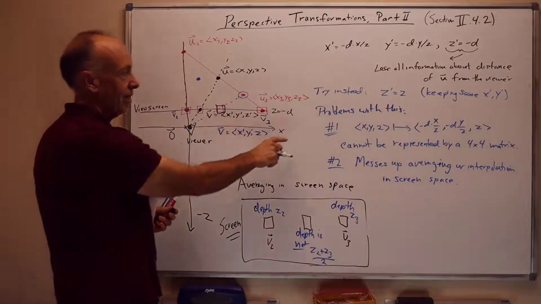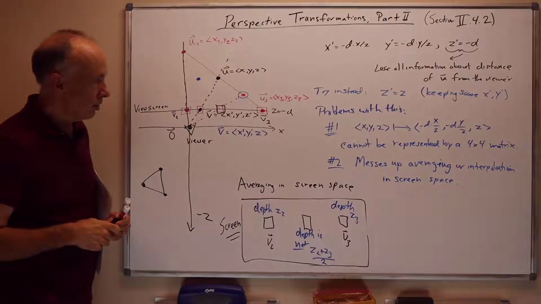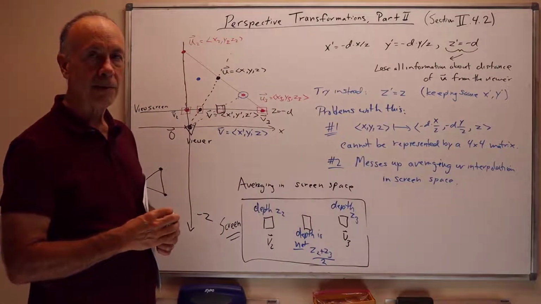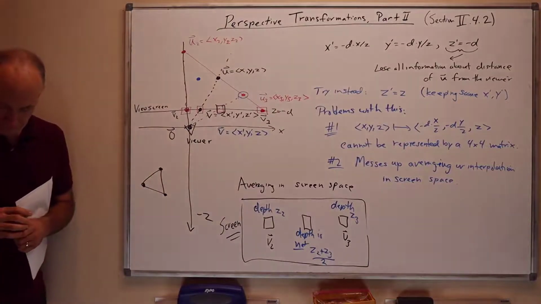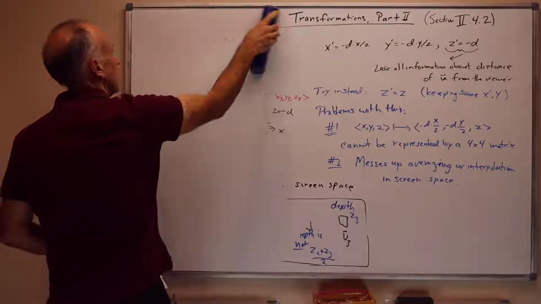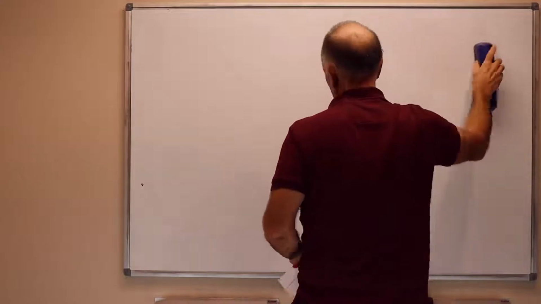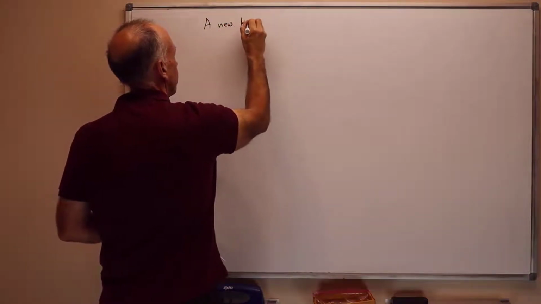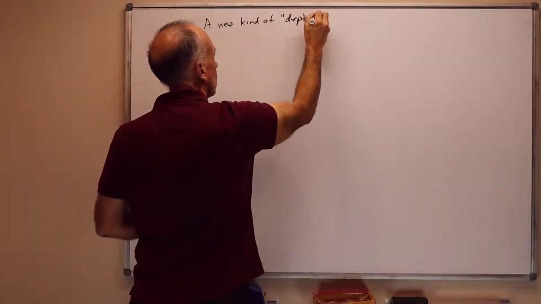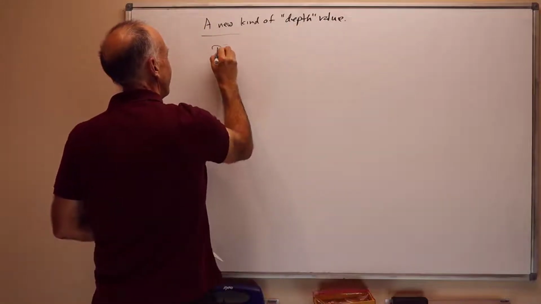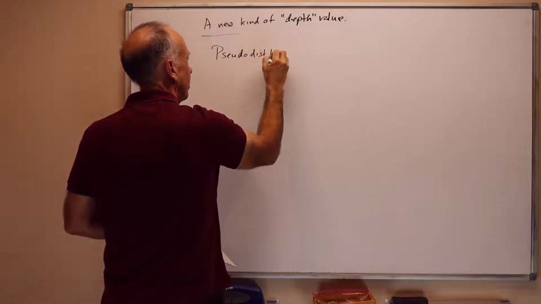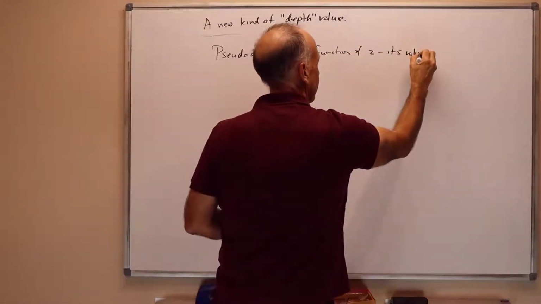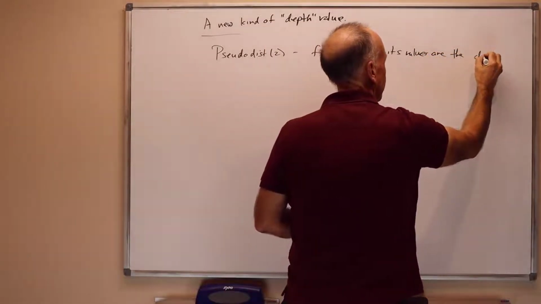And that fails here when we set Z prime equal to Z. So we want to do something else that actually fixes both of these problems at once. And that'll go back to another kind of way of computing depth for the depth buffer algorithm. So we're going to do a new kind of depth value. I've made up a name for this, which I call pseudodist of Z. So this is a function of Z, and its values are used as the depth values that are used for the depth buffer method.